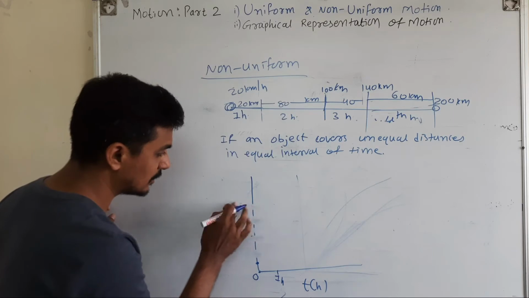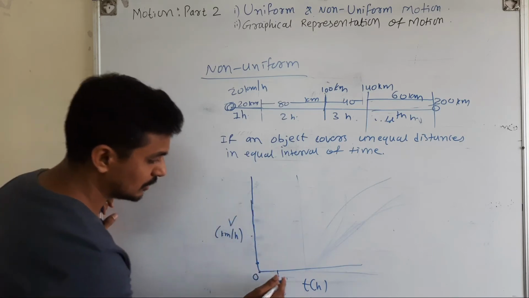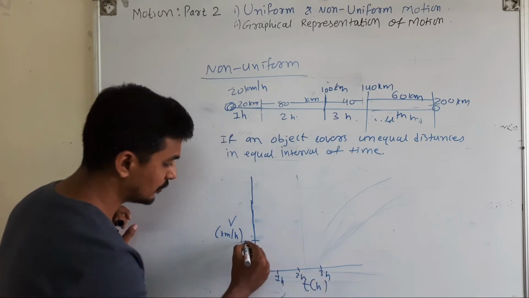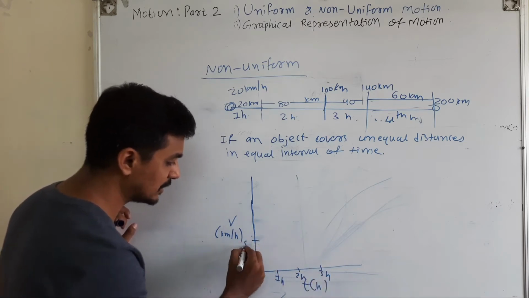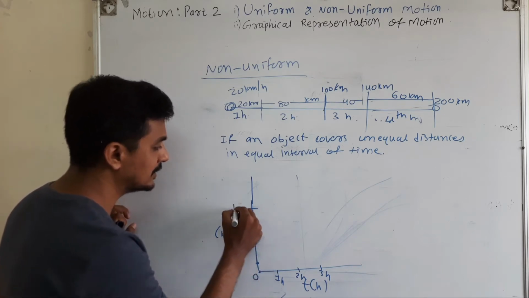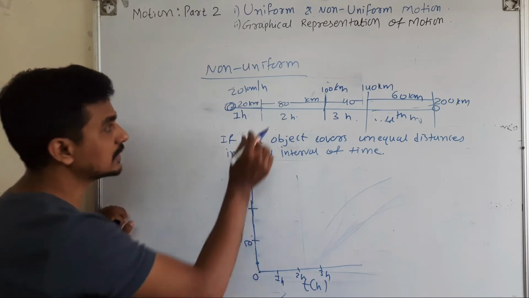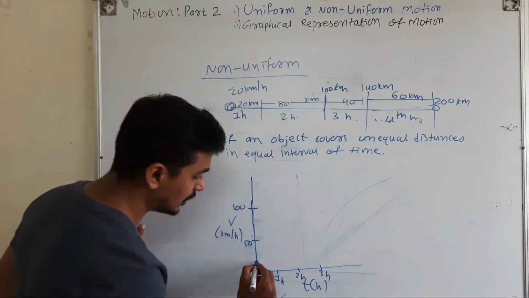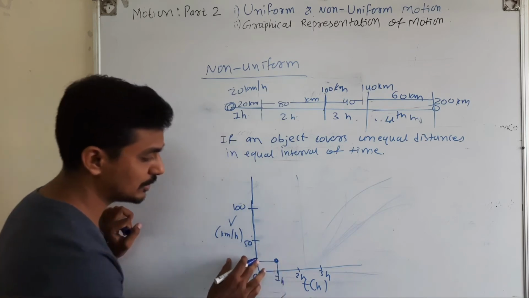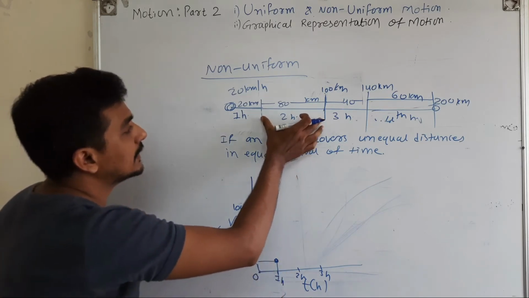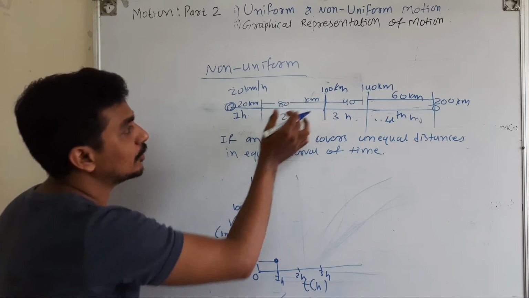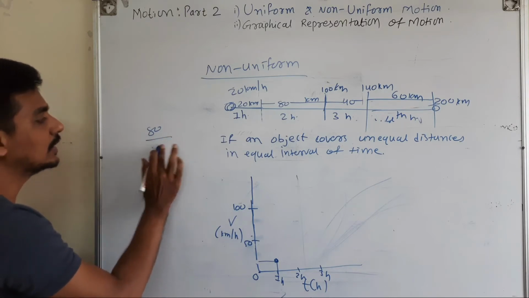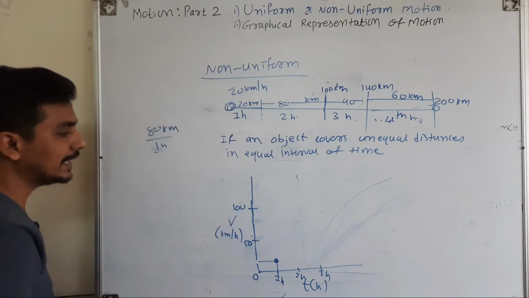So let me just divide it here. Here, first hour, second hour, third hour. Here is 50 kilometers per hour speed, and this is 100 kilometers per hour. So in the first hour, your speed is only 20 kilometers per hour. So this will be your position in the graph. In the second hour, the total distance covered is 80 and the total time taken is 1 hour. So your speed is 80 kilometers per hour.